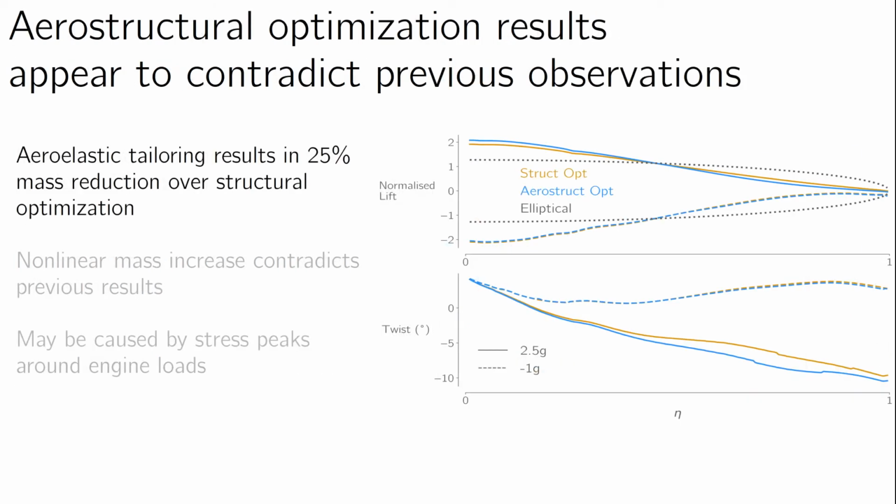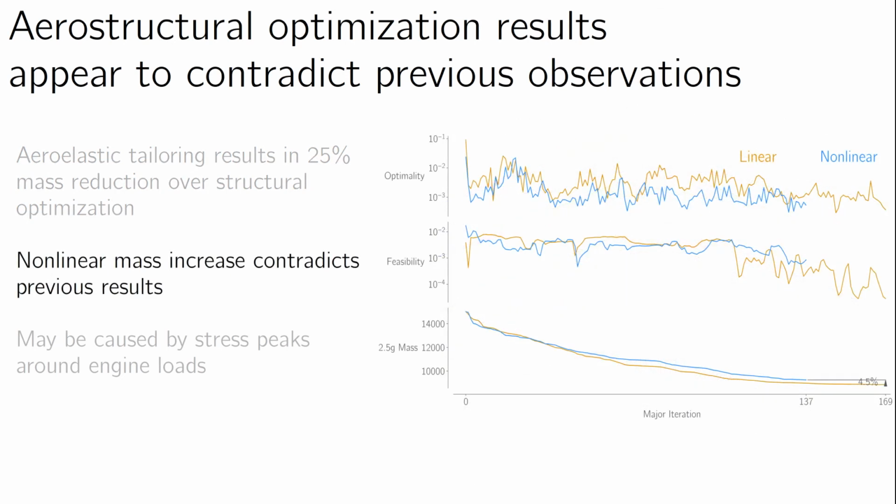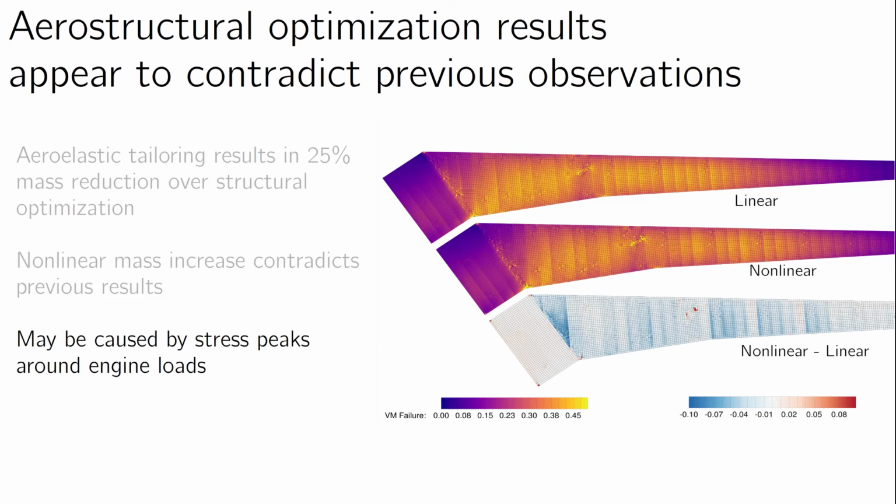In our aerostructural optimizations, the optimizer promotes passive load alleviation by reinforcing the leading edge spar rather than the wing skins. Doing so leads to a 25% reduction in the optimized wing box mass. However, contrary to our aerostructural analysis results, the wing box optimized with geometrically nonlinear analysis is 4.5% heavier than the linear optimized designs. Currently, we believe this may be due to unrealistic stress peaks around the engine mount in the nonlinear analysis, as both wings appear to achieve similar amounts of load alleviation.